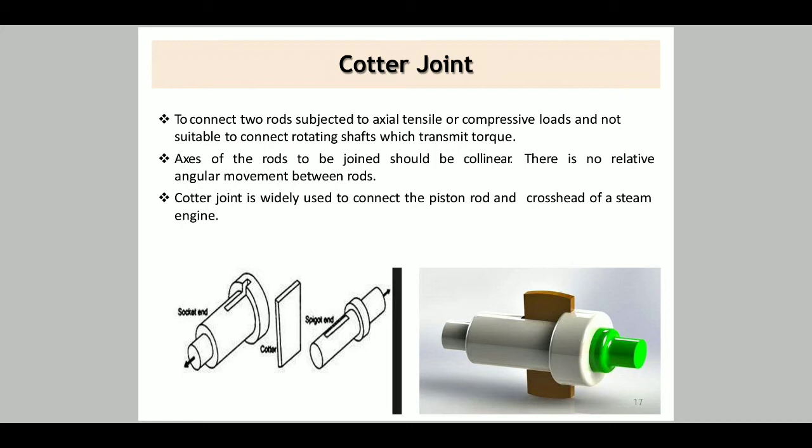The cotter joint is widely used to connect the piston rod and crosshead of a steam engine. So, in the next slide, we will see in detail the cotter joint.